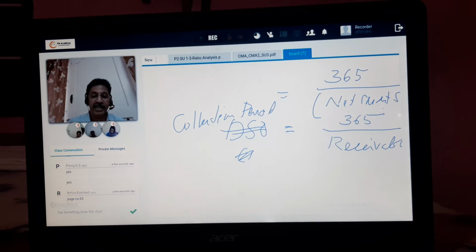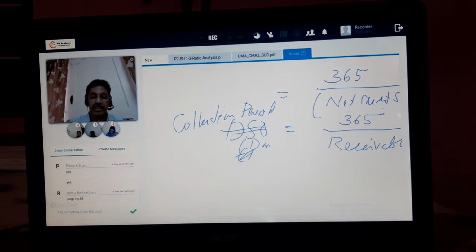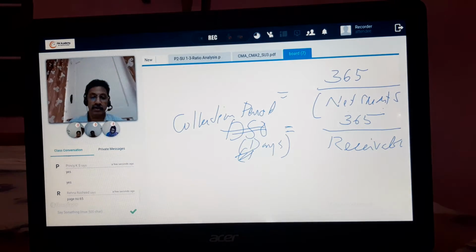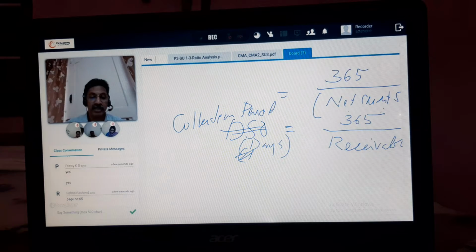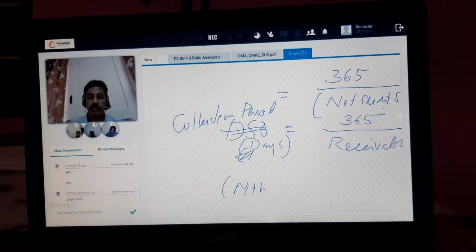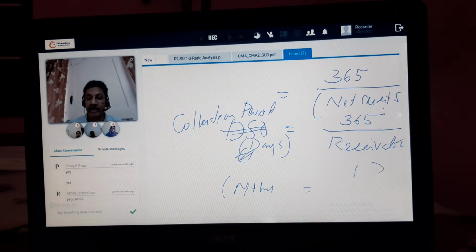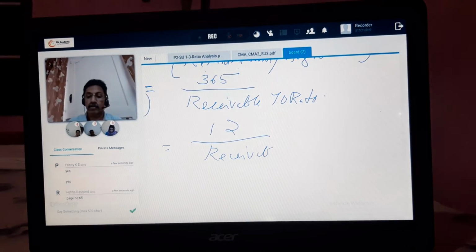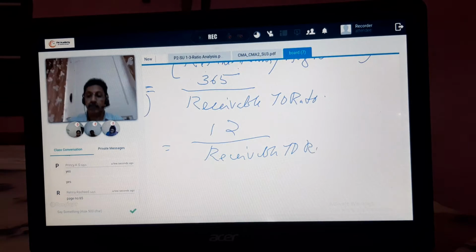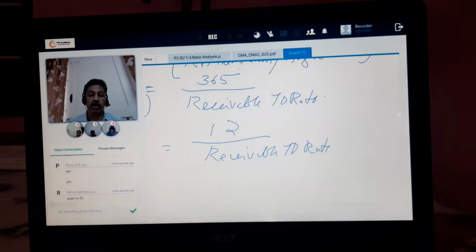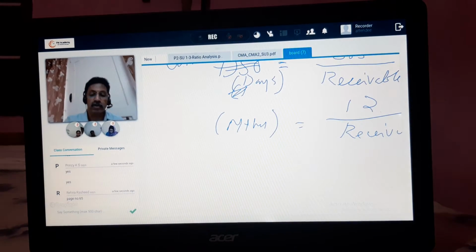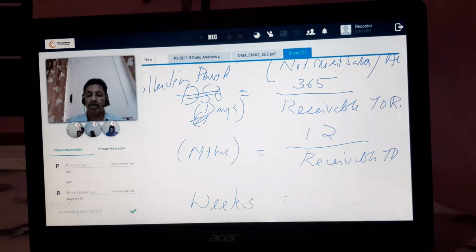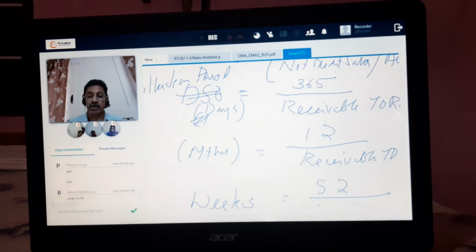If you want it in days, this is the formula: number of days in the year divided by receivable turnover ratio, right? If you want it in months, what should you do? You will divide 12 by receivable turnover ratio. If you want it in weeks, what should you do? 52 divided by receivable turnover ratio.